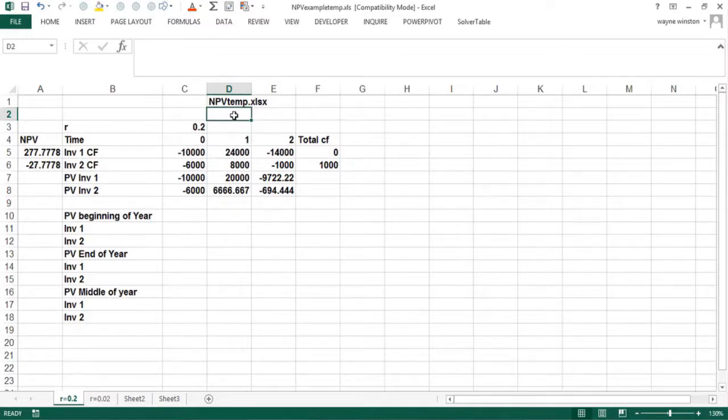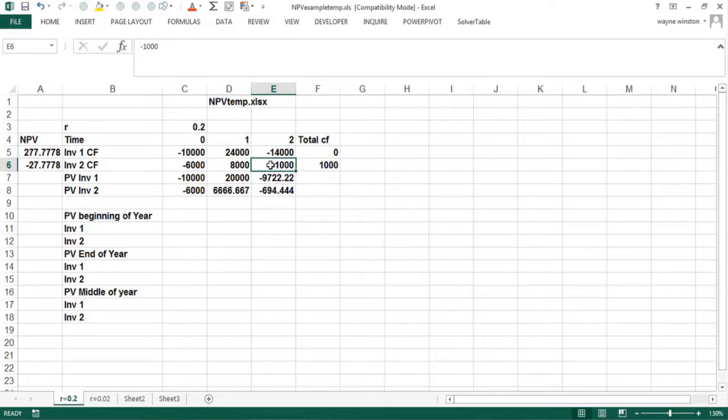Net present value is a way to evaluate investments. Here we have two investments. Investment 1: in year 0, we pay out $10,000. Year 1, we get $24,000. Year 2, we pay out $14,000. Investment 2, we pay out $6,000 in year 0, get $8,000 in year 1, and pay out $1,000 in year 2.